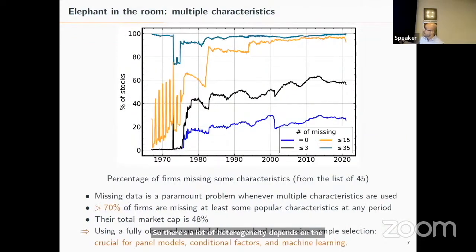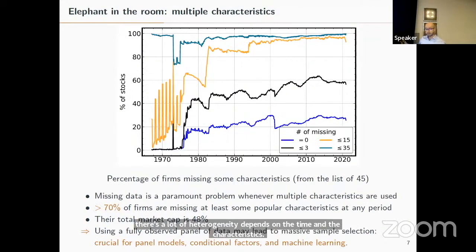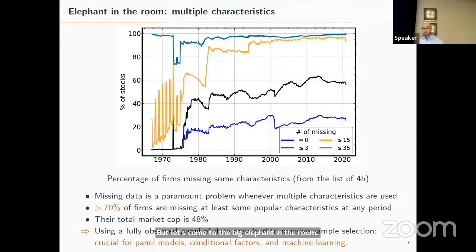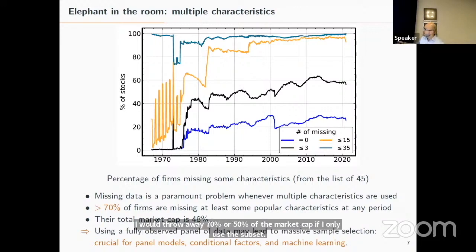But let's come to the big elephant in the room. So what if we want to only look at companies that have all these 45 characteristics observed? I will end up with the blue line here. It's less than 30% of the sample that I'm left over with, and I would throw away 70% or 50% of the market cap if I only use the subset. It's not driven by a particular characteristic.